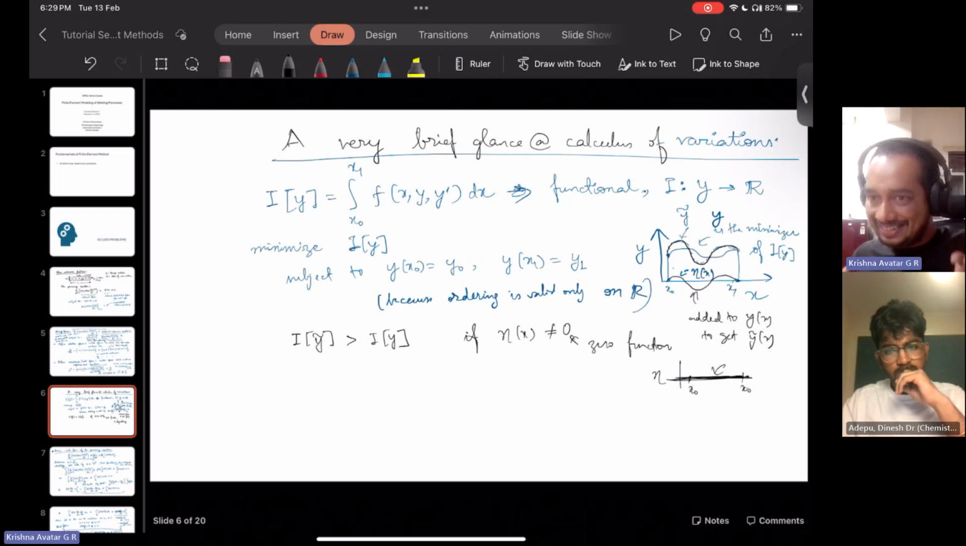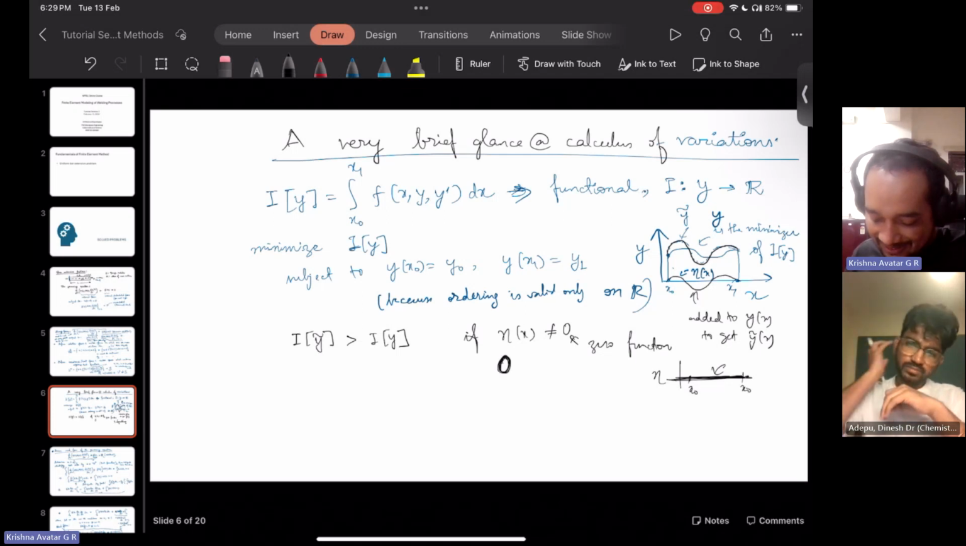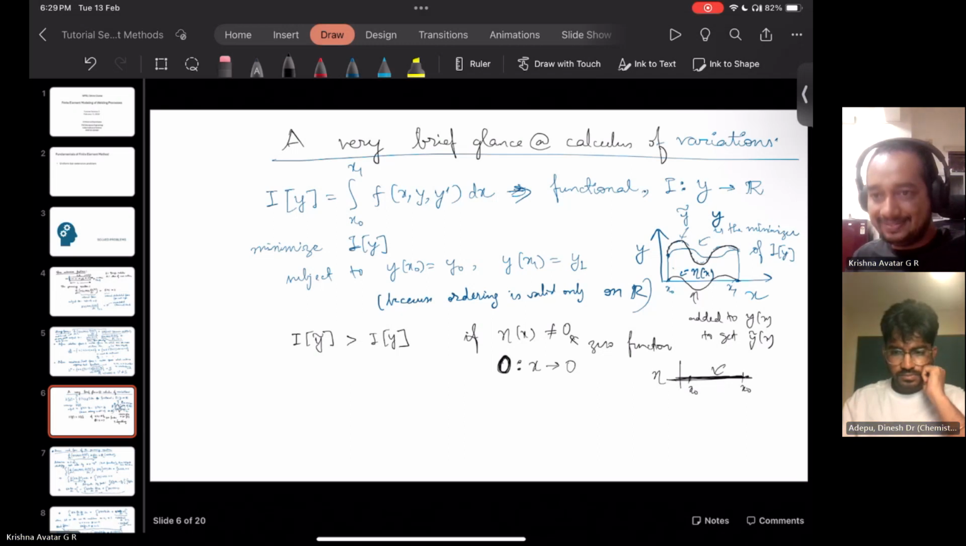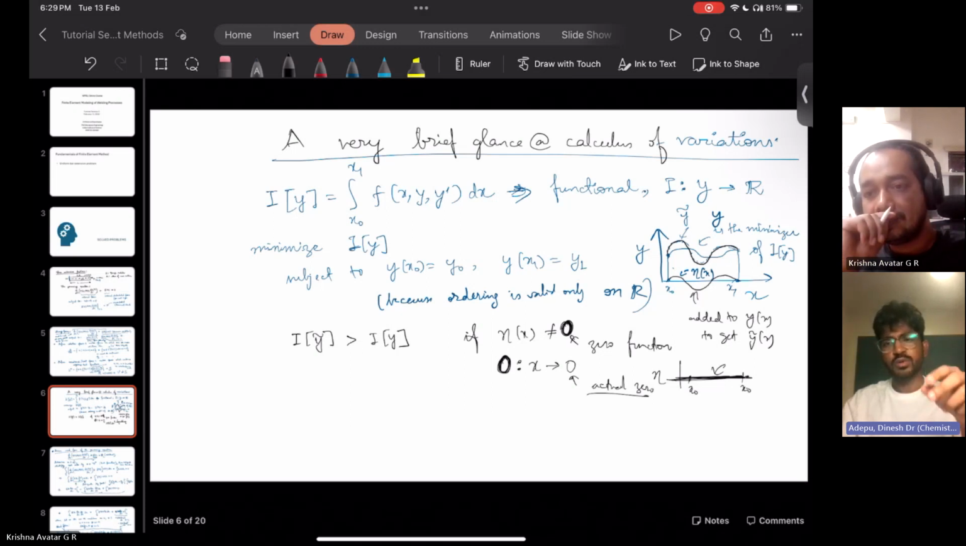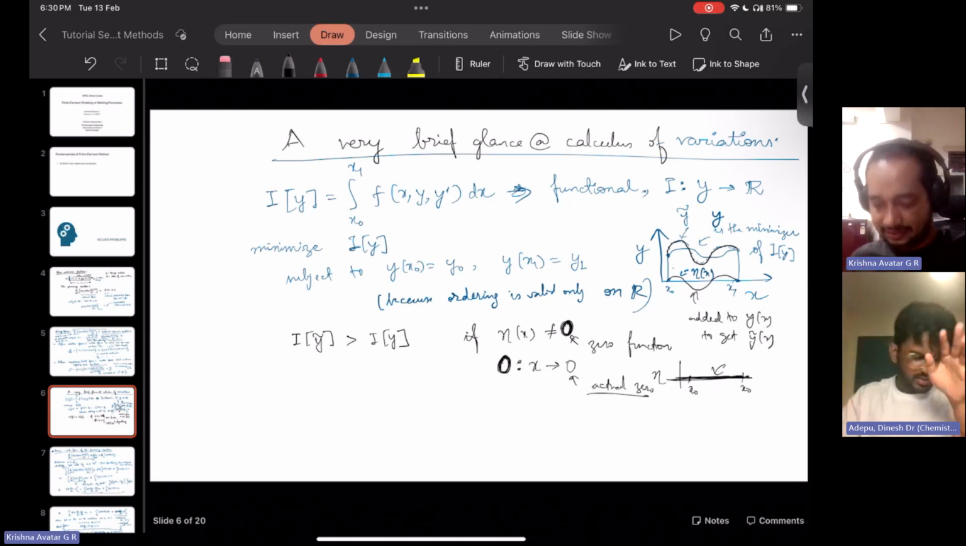So this zero is a function which maps x to 0, and this is the actual 0 that we use in our day-to-day language. You understood? So ultimately, what you're saying is eta of x is a function which is zero at x0 and x1, but not zero at other points. Yes, exactly.